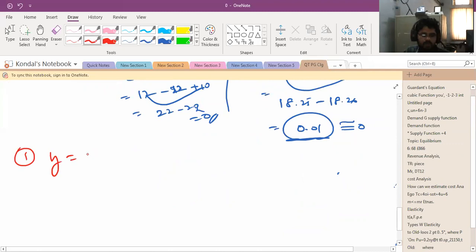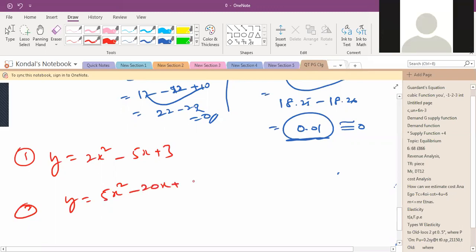y is equal to x square minus 5x plus 3. And y is equal to 5x square minus 20x plus 3.